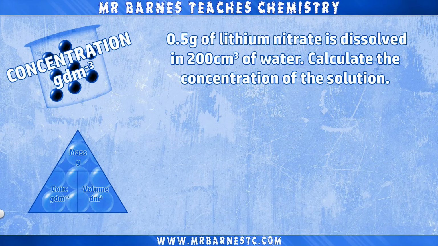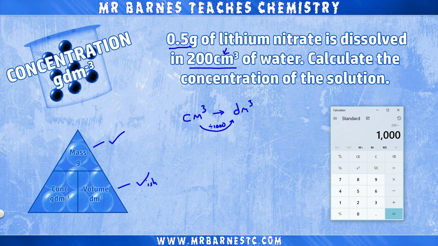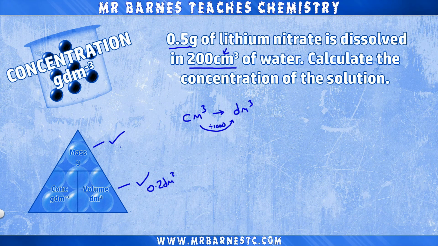The only way they can complicate this calculation is to give you a volume in centimeters cubed. So this question says 0.5 grams of lithium nitrate is dissolved into 200 centimeters cubed of water. Calculate the concentration of the solution, again, in grams per decimeter cubed. I've got the mass, 0.5 grams, and I've got the volume, but it's in centimeters cubed. So to convert between centimeters cubed and decimeters cubed, you divide by 1,000, which is 200 divided by 1,000, giving me 0.2 decimeters cubed. Therefore, my concentration is 0.5 grams divided by 0.2 decimeters cubed, which comes to 2.5 grams per decimeter cubed.